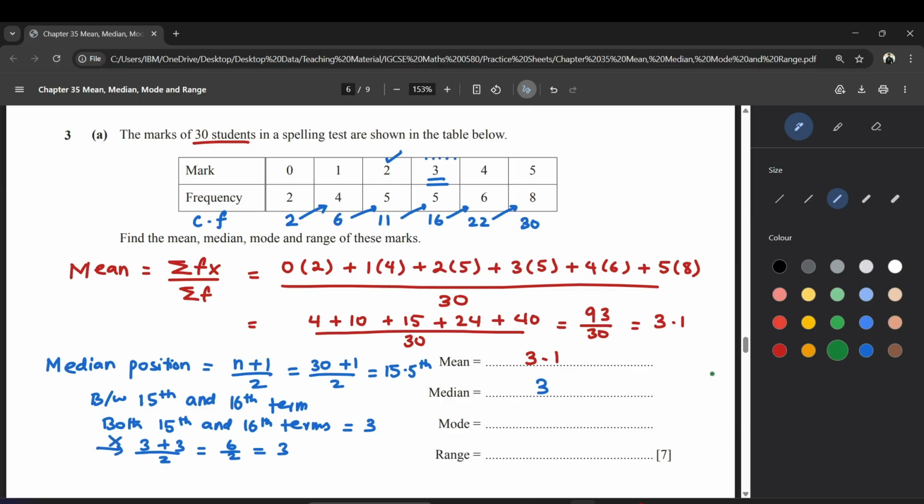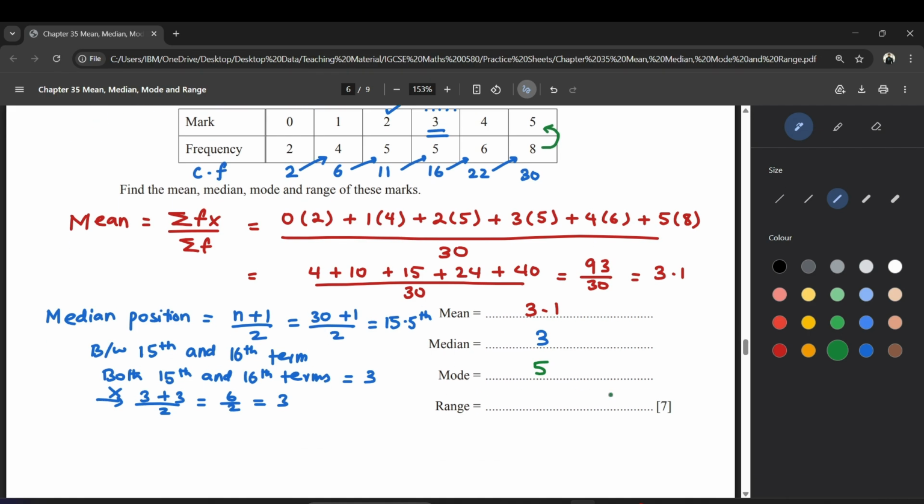All right. The next one is to find the mode. So the mode is the most repeated value, which is given by the highest frequency value. So the highest frequency is 8, right? So the mark for this is 5. So the mode is going to be 5.